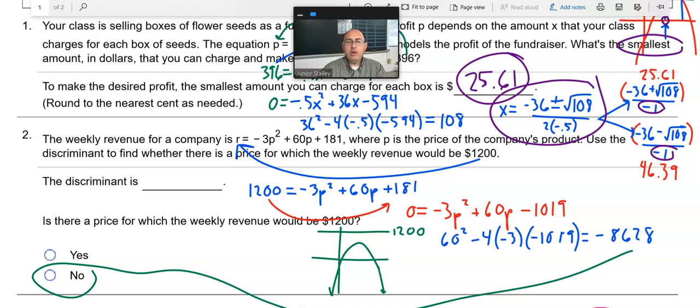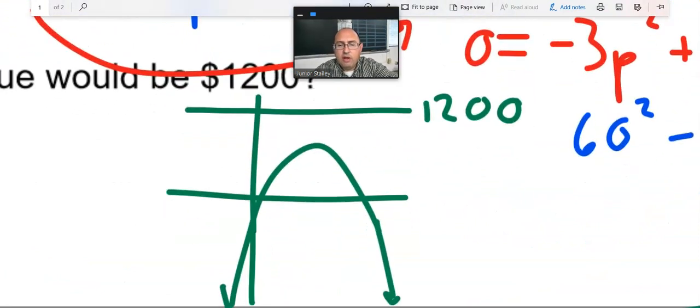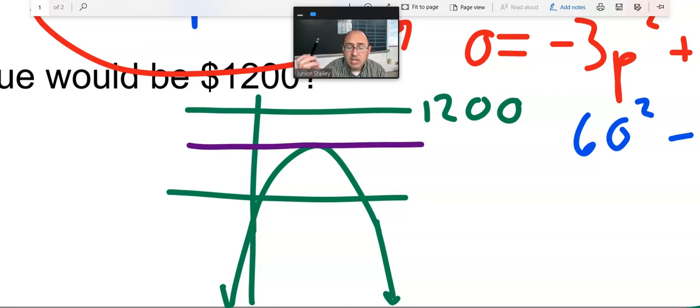Okay? We want to know. I mean, the truth of the matter is, $1,200 could be up there, or 1,200 could be right there, in which case it would cross it once, or 1,200 could be right there, in which case it would cross it 2 times. So which situation are we in?